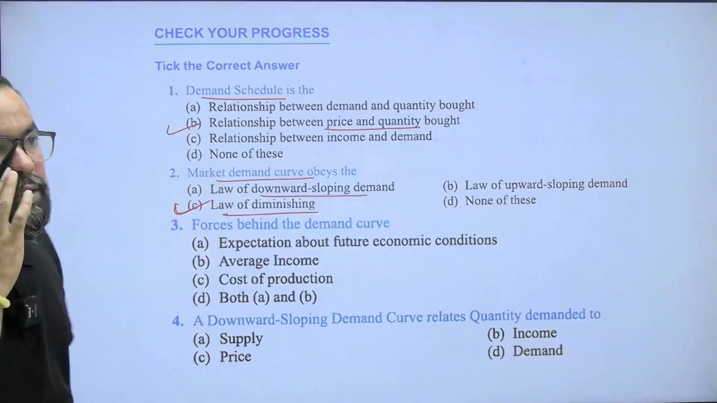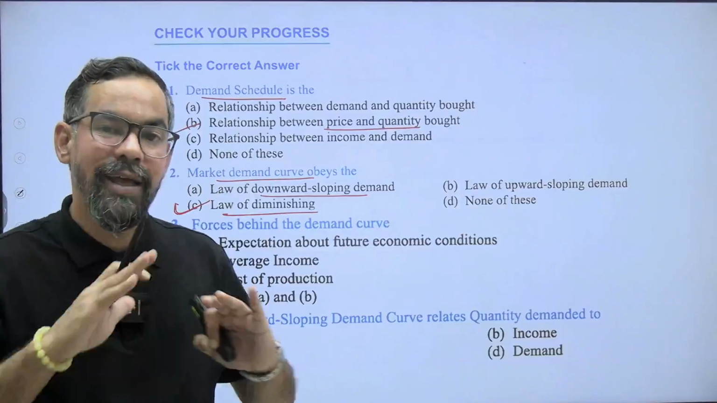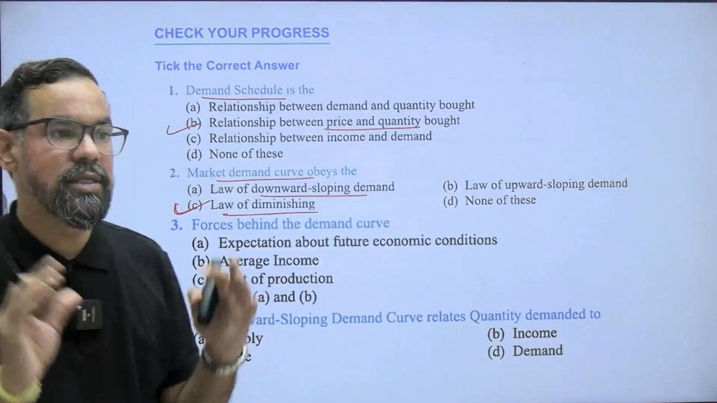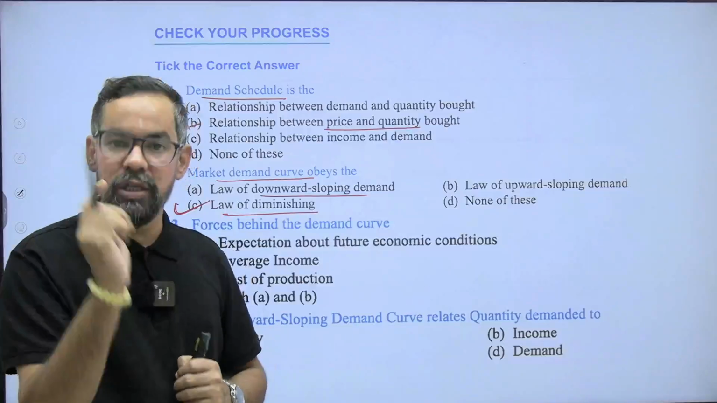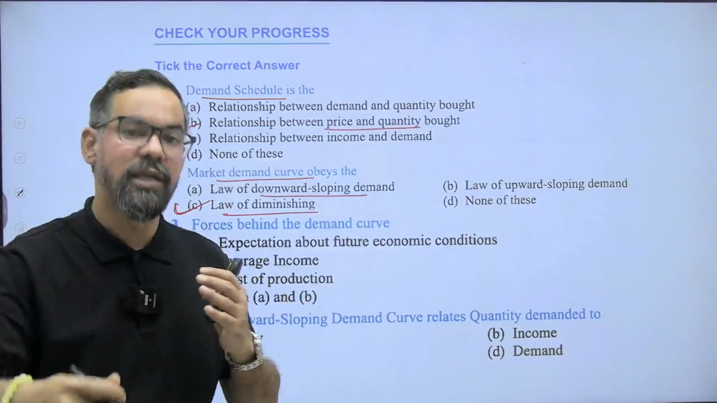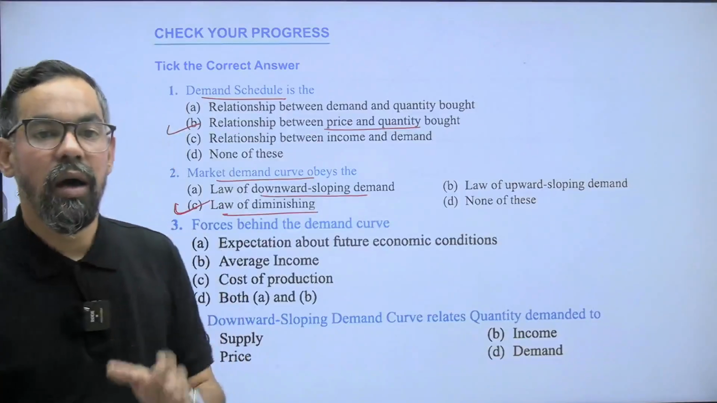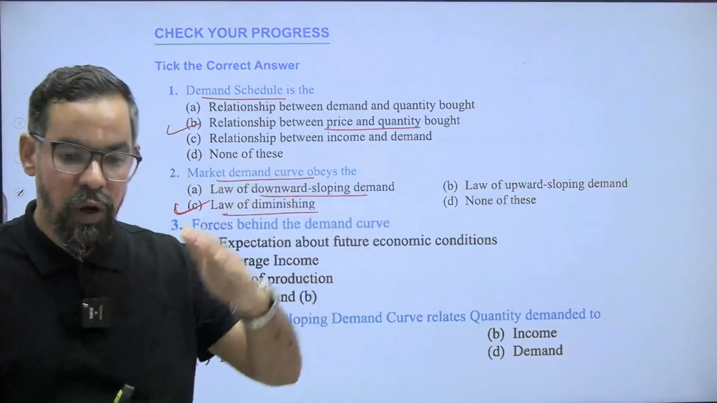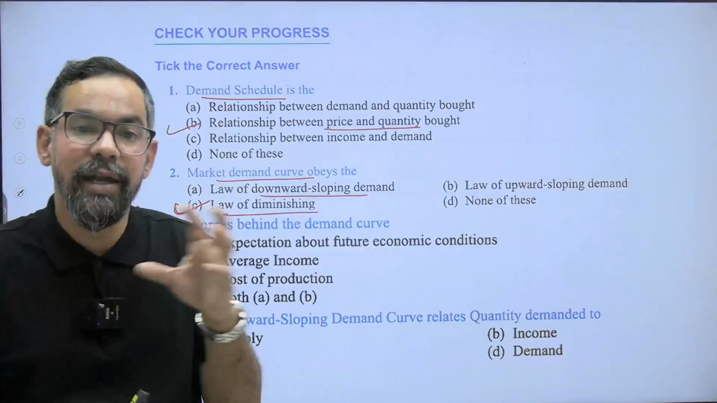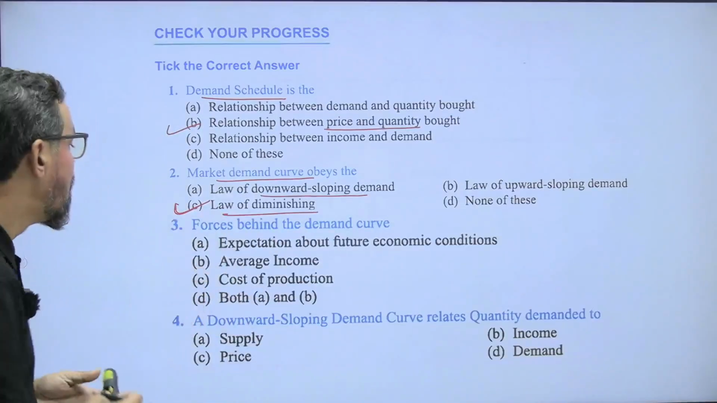The law of diminishing means that with every additional quantity, consumers have less satisfaction. Like let's say you are hungry. If you eat one chapati, your satisfaction level will be at its peak. Then a second chapati, a third chapati, and with your additional consumption your satisfaction level will decrease. So that is called the law of diminishing, right?